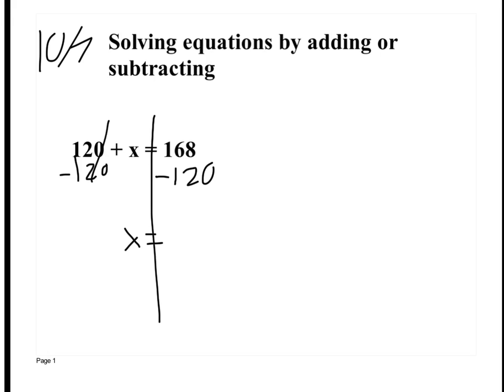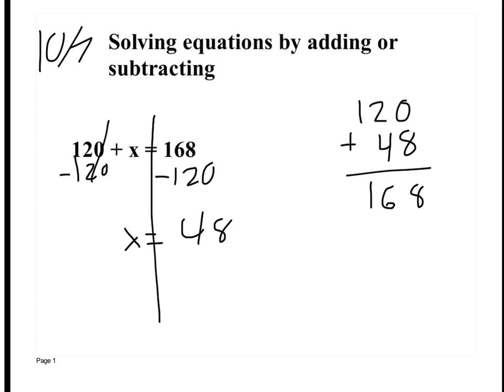What is 168 minus 120? 48. Before you can move on, you have to show me that 48 is the one and only answer that you can get. You do that by checking your work. Plug in 48 for x. So what is 120 plus 48? Does 168 equal 168? So what does x have to be? 48. So you have absolutely no reason to miss one, because you can always check your answer.